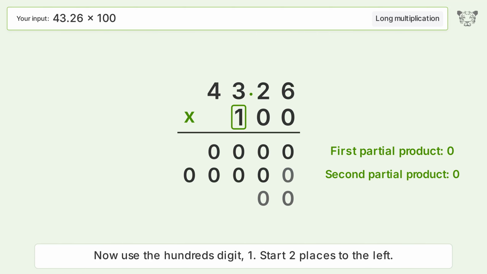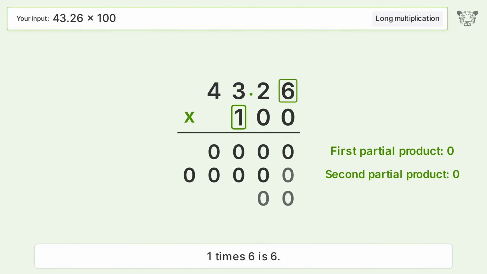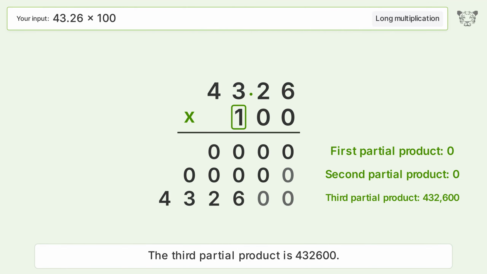Now use the hundreds digit, 1. Start two places to the left. 1 times 6 is 6. 1 times 2 is 2. 1 times 3 is 3. 1 times 4 is 4. The third partial product is 432,600.